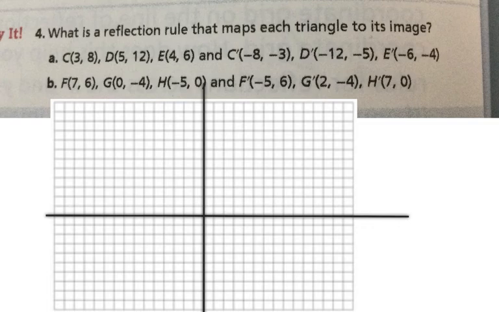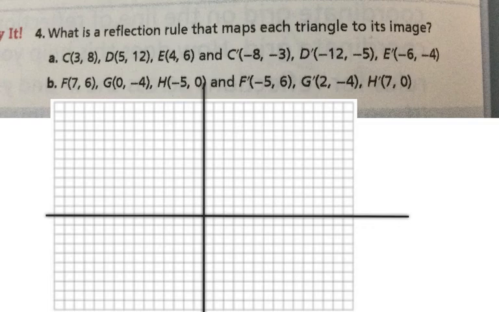And then if I'm going to use slope-intercept form, what's the y-intercept of this line? Where does it cross the y-axis? 0. So I know the slope is -1. I know the y-intercept is 0. So I'm going to put that into slope-intercept form. Y equals -1x plus 0, which is y equals -x. So what is our reflection rule? We are reflecting over the line y equals -x.